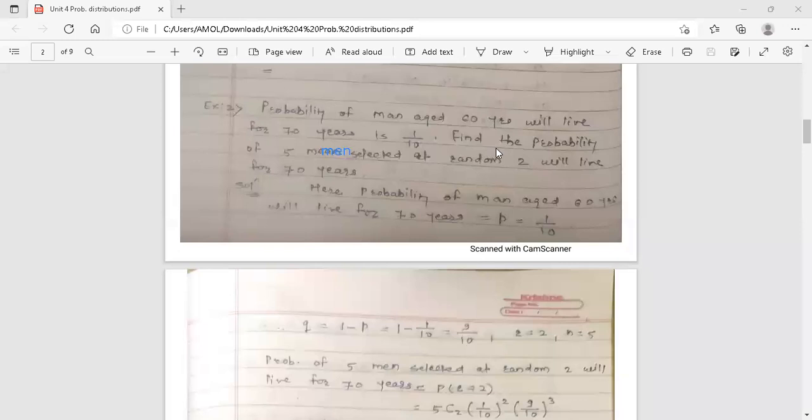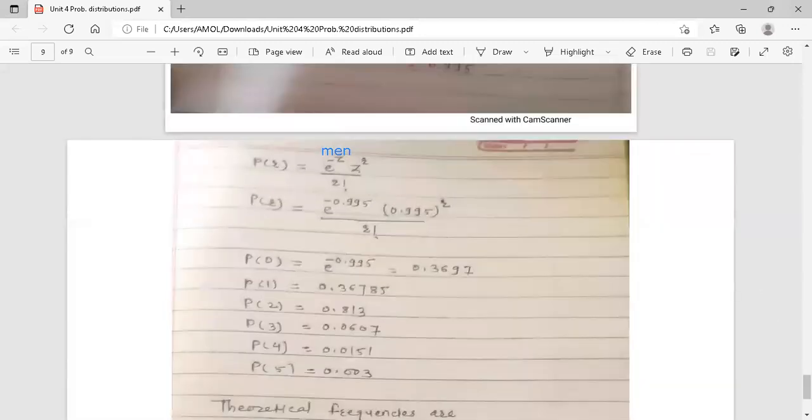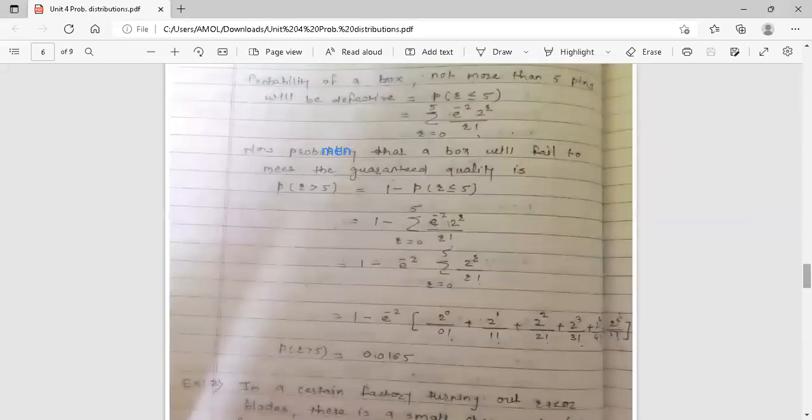Okay. Now the question is to find the probability for 5 men selected at random. It means here the sample is of 5 men. Like in the previous example, there were n number of trials. The value of n was 10. Here the value of n is 5. Here the sample is of 5 men selected at random. So n is equal to 5. And of the 5 men selected at random, 2 will live for 70 years.